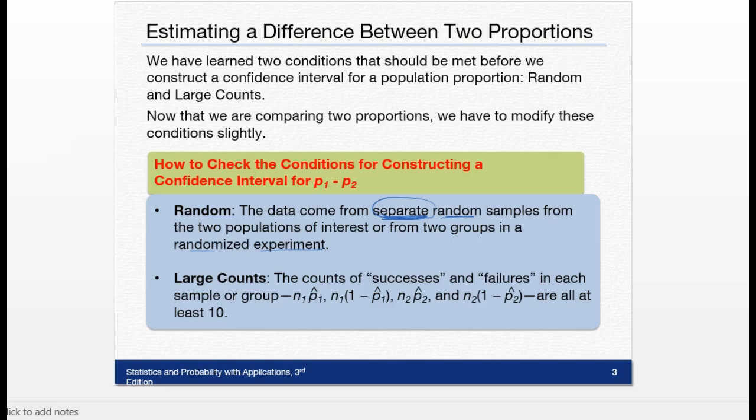size n equals whatever, two times, that's all. Large counts is what we just talked about: counts of successes and failures in each group. That's what we just did. We just have to show it for both groups. So it's kind of double the work, but it's not difficult work. All right, let's try an example.